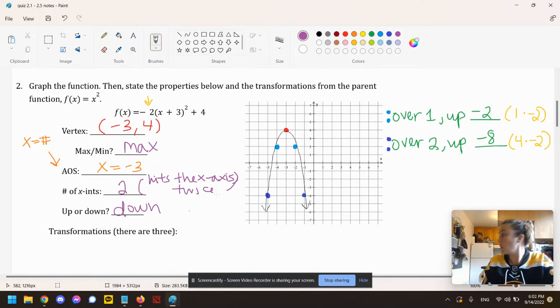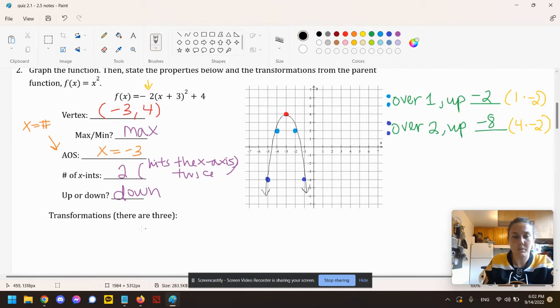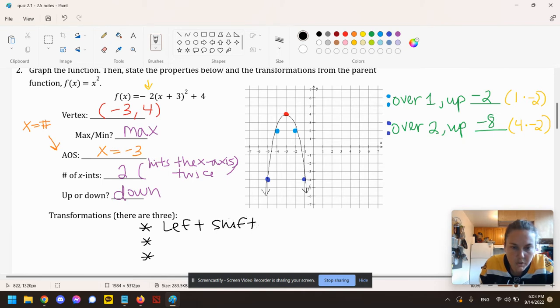Okay, and now I want to know the transformations. So I'm going to go in black. There are 3 transformations from the parent function. There's 3 things we did. We moved it to the left by 3. Let me actually write this in print yellow. It says left shift 3.